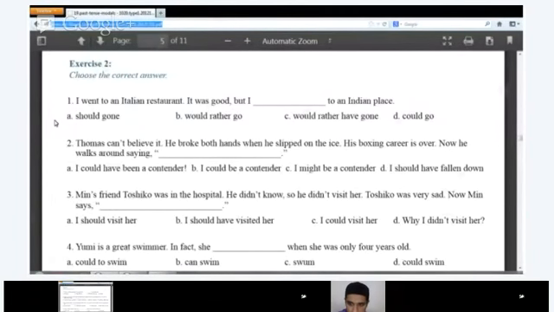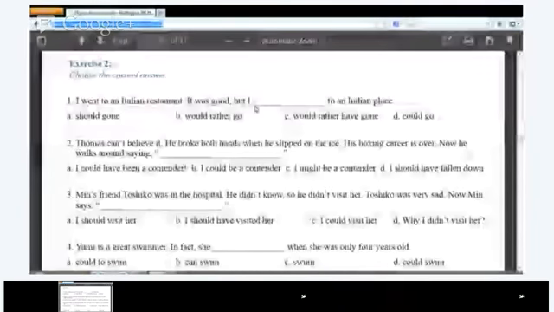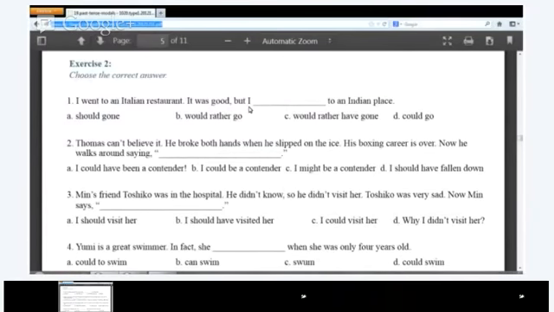I went to an Italian restaurant. It was good, but I should gone to an Indian place. Okay. Let's see. We would need another word in here. You could say should, but you would need to have the word have. Should have gone.